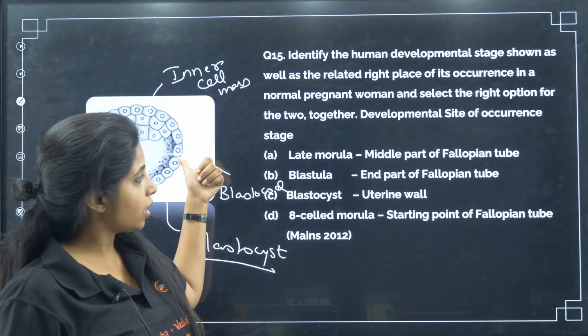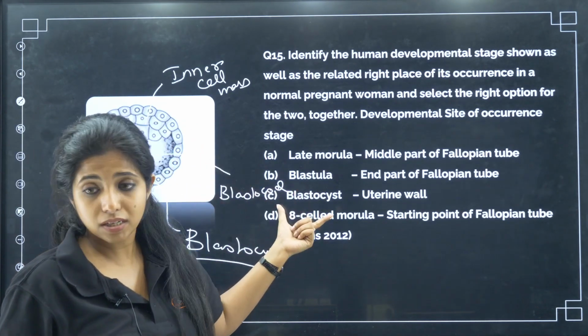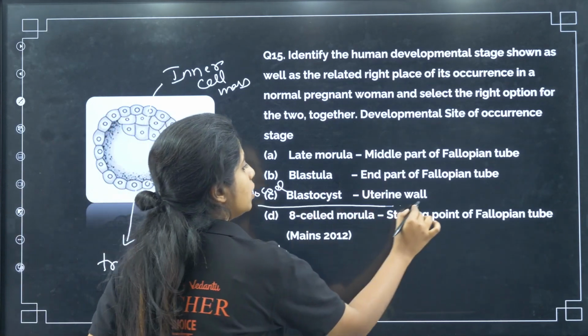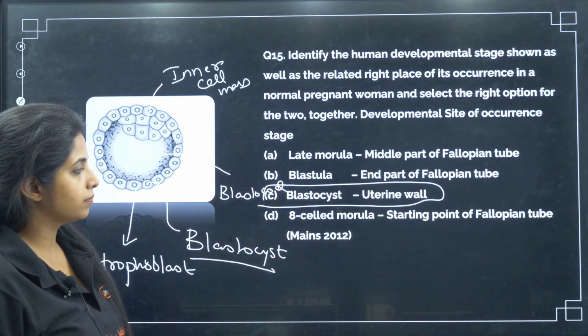Always remember, it is not late morula, it is not blastula, it is blastocyst stage. And where is it going and touching? On the uterine wall, that is the endometrium. So, this is the answer. Cool.